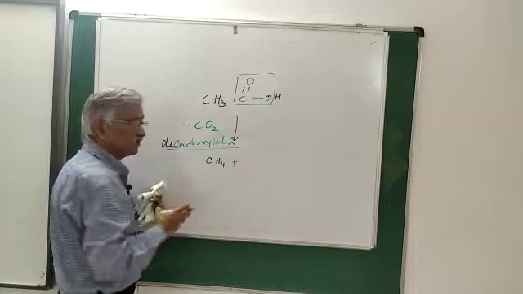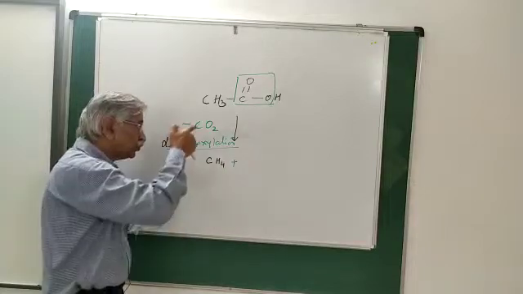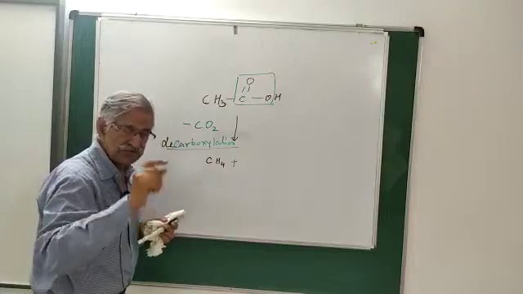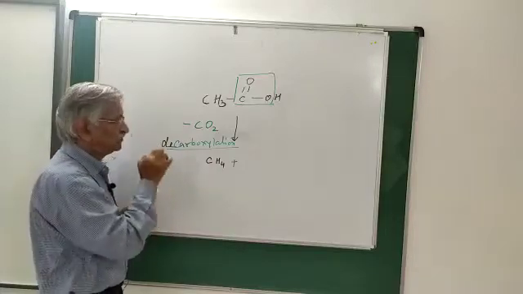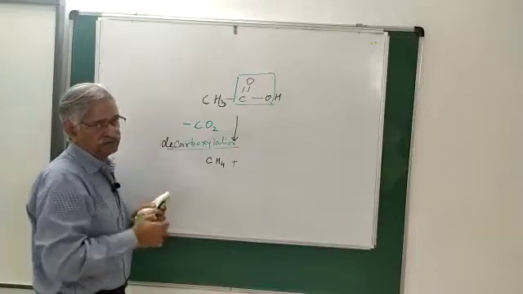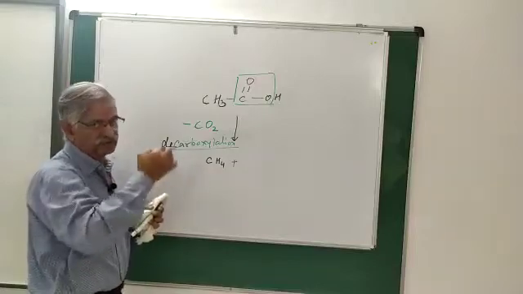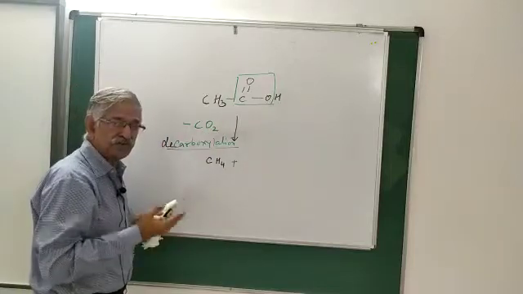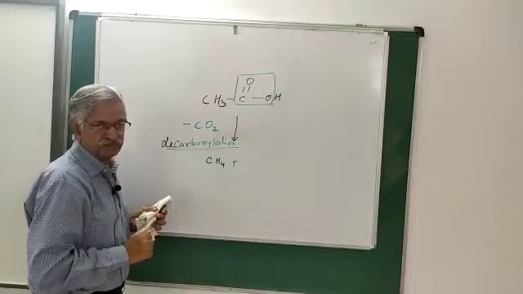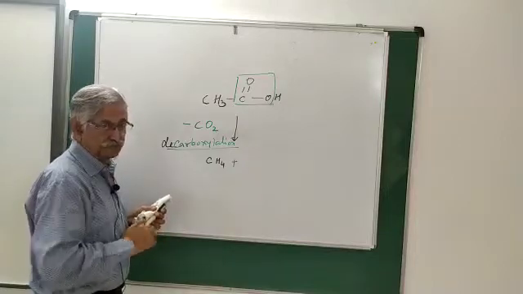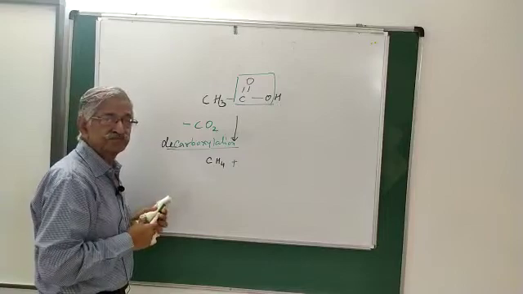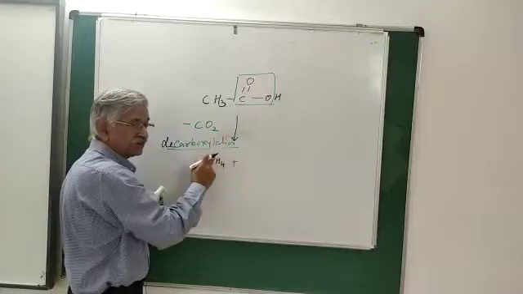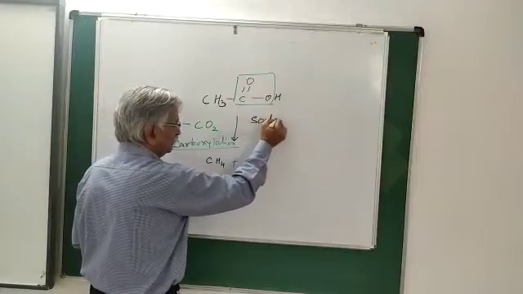Now, who will remove carbon dioxide? For that, you should know the property of carbon dioxide. In 10th standard, you learned that carbon dioxide is an acidic oxide. And to remove an acidic oxide, you require a base or alkali, because alkali and acid are friends. Therefore, acetic acid is treated with soda lime.